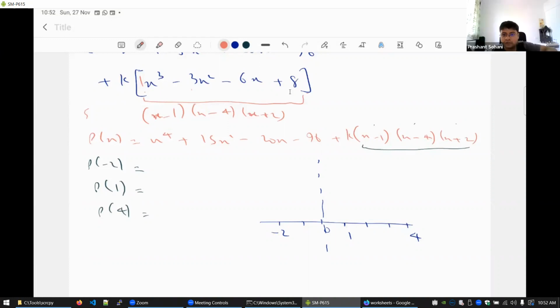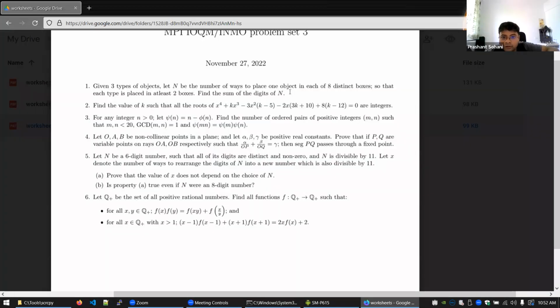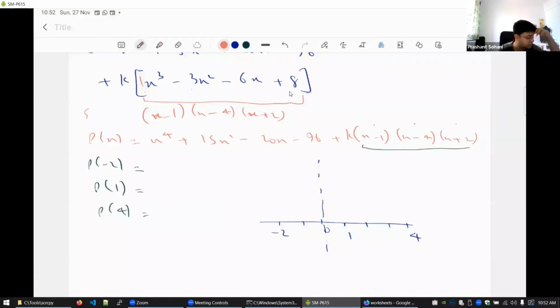I feel I made a mistake somewhere, either in copying the problem from my notes or otherwise. I have a feeling I made a mistake somewhere actually. Okay, but anyway, can you find, so how much is P of 1?